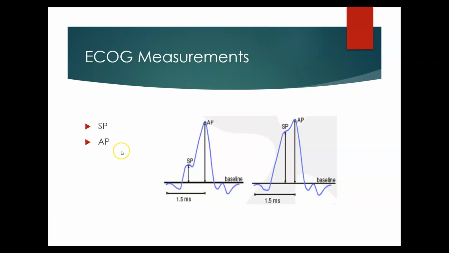The one on the left shows the relationship as it should be normally. There should be a great gap between the summating potential and the action potential. When there's not a large gap between the two, it often indicates endolymphatic hydrops, is considered abnormal, and is often a sign of Meniere's disease.